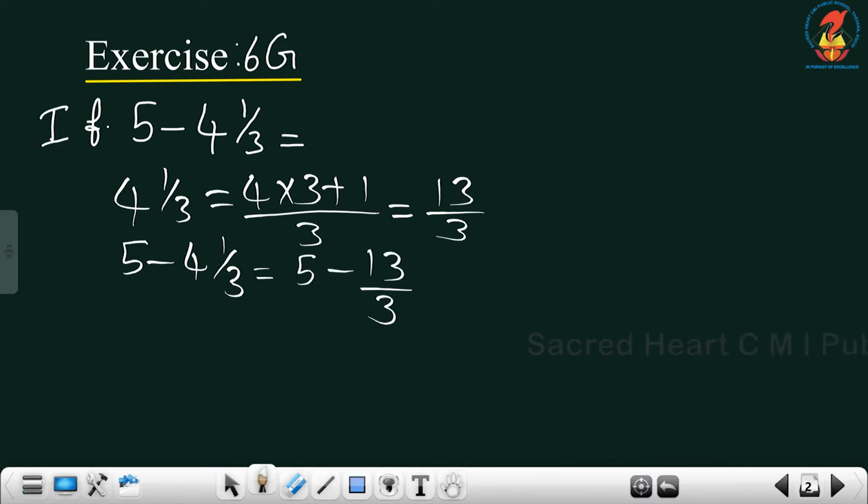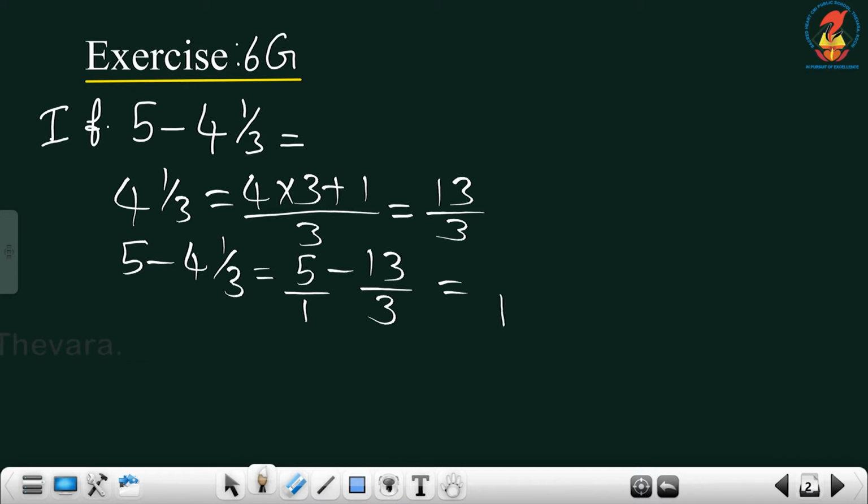Children listen here, there is no denominator, right? So we need to make the denominator 1. Nothing will happen, but it will become a fraction only, right? So 5 by 1 minus 13 by 3. The LCM of 1 and 3 is what? 3 only. So I need to change 5 by 1 into LCM 3, right?